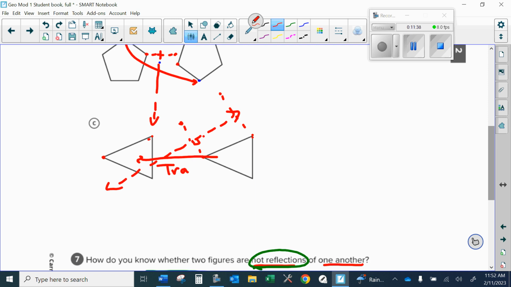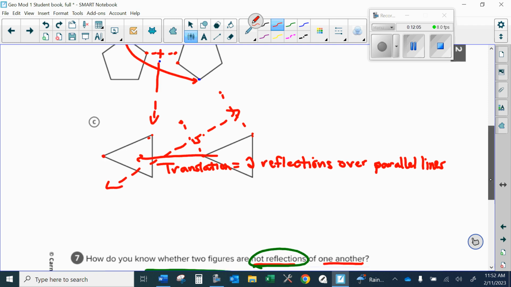A translation equals 2 reflections over parallel lines is what the real definition is. 2 reflections over parallel lines. Okay, and so remember, it wanted to know if it was just a single reflection. No, it takes 2 reflections to do a translation.